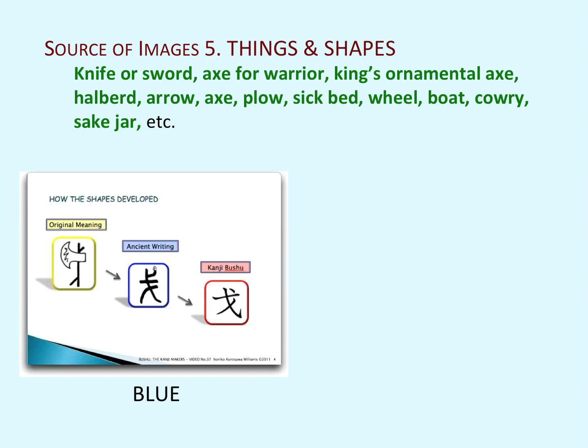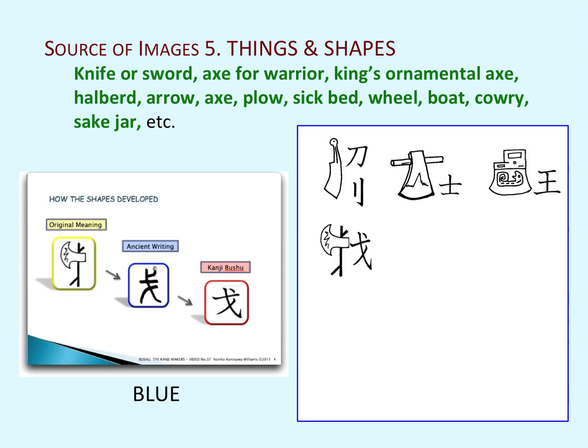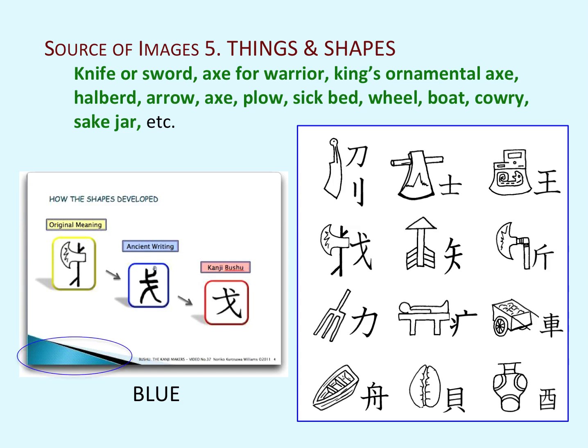Ancient people used things in shapes, including a knife or sword, a warrior's axe, a king's ornamental axe, a halberd, an arrow for battle, another axe, a plow, a sickbed, a wheel, a boat, a cowrie shell used for trade, and a sake jar. They are shown with the blue triangle in the corner.